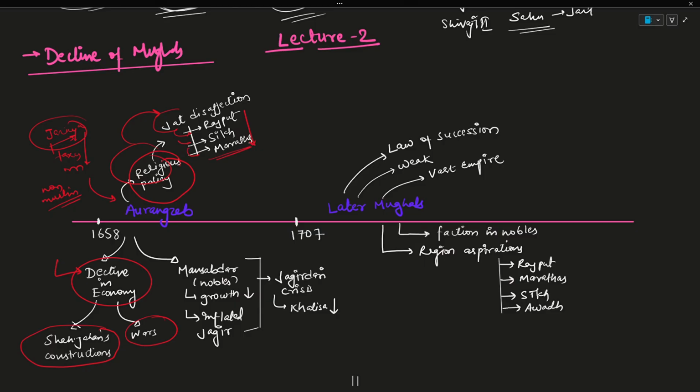There was a strong battle between Marathas and Aurangzeb. The differences and the policies of Aurangzeb were not liked by these particular rulers. So this was also one of the key reasons of decline of the Mughal Empire in the tenure of Aurangzeb.